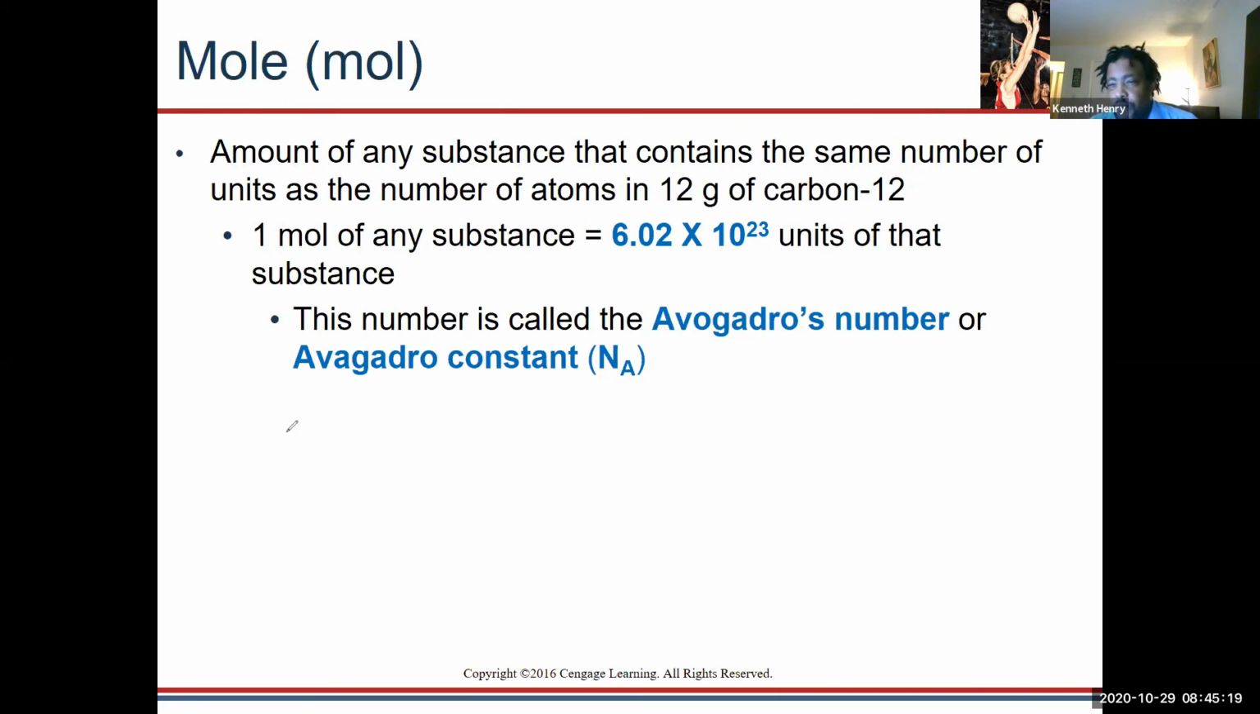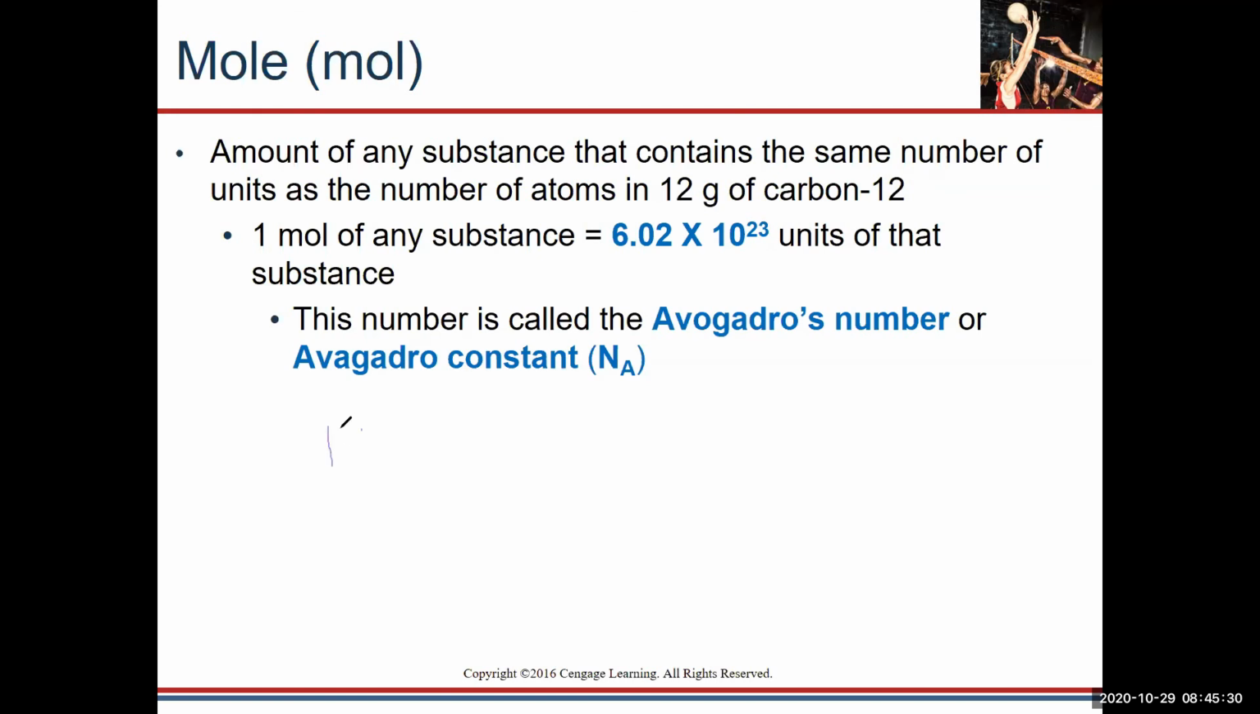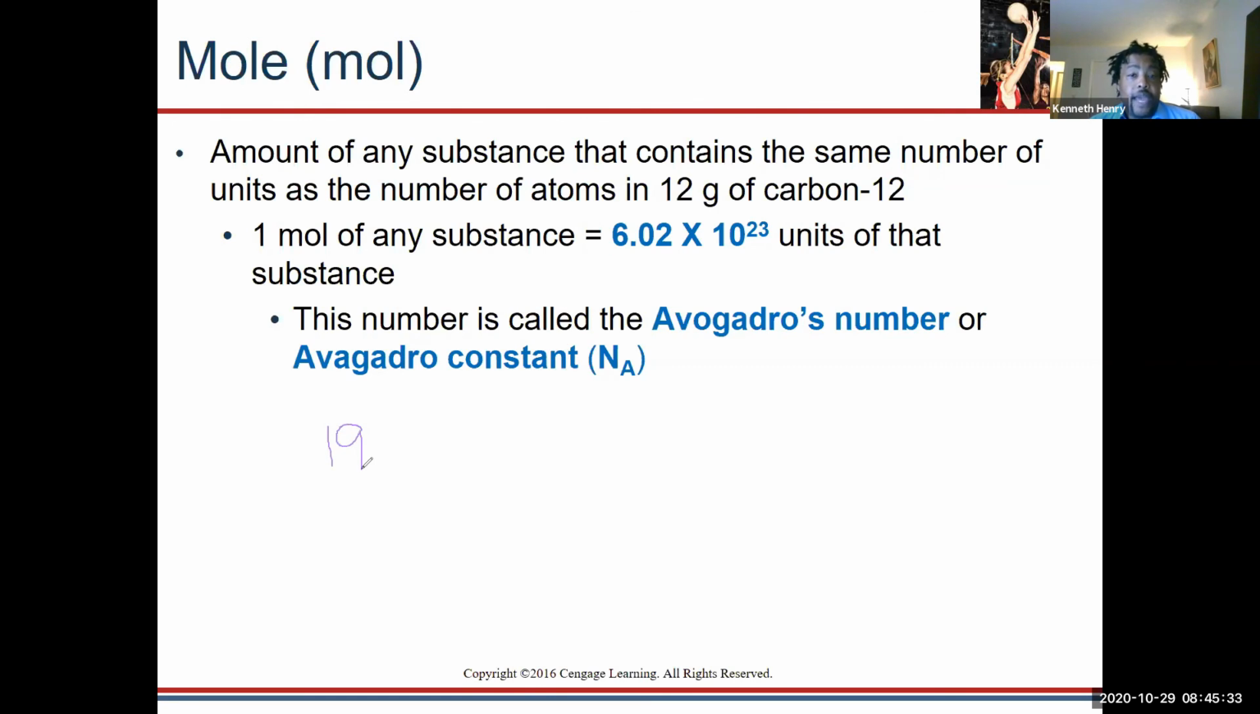So for instance, fluorine. What is the molar mass of fluorine? I mean, the atomic mass of fluorine, not molar. 19. So 19 would also be the molar mass of fluorine, right? Because it's 19 grams per mole. Let me write that down, molar mass, so you guys can.